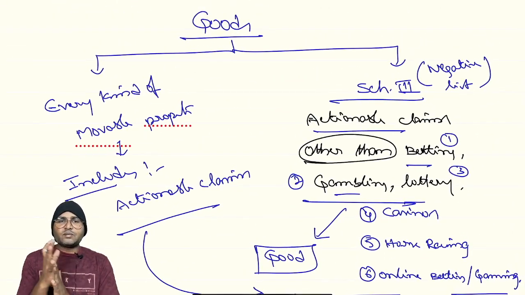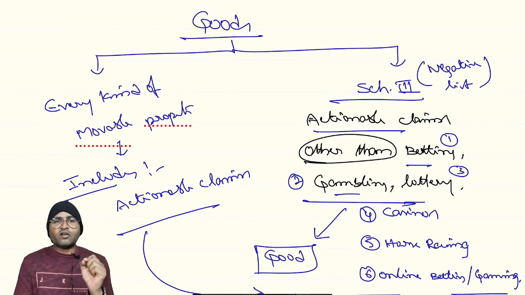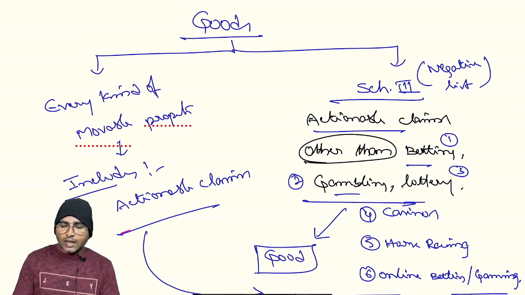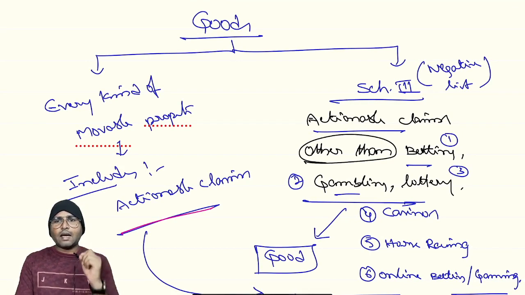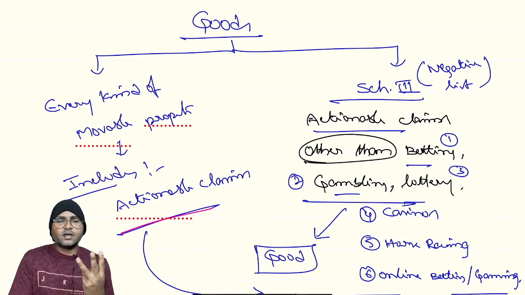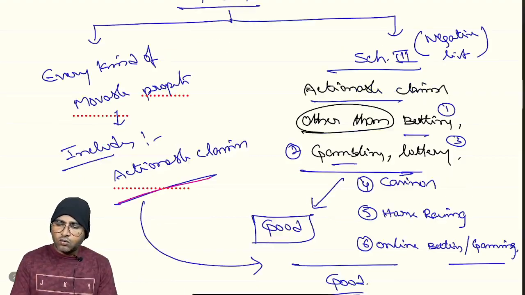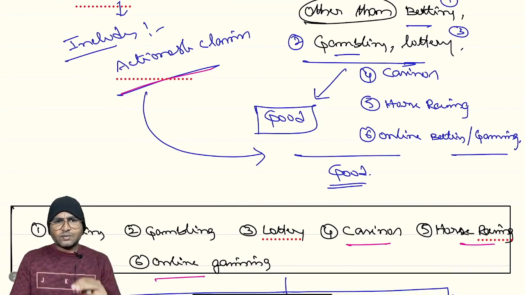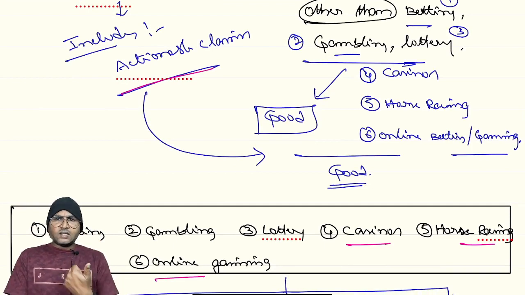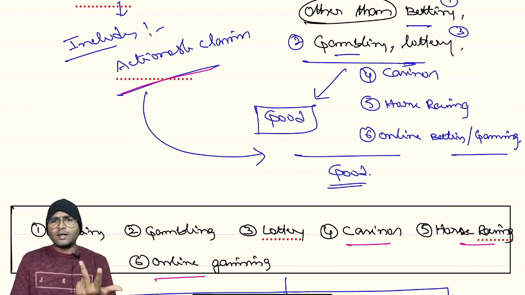The definition of good has been amended. Earlier, every kind of movable property included actionable claims. Actionable claims concern only betting, gambling and lottery. Only these things were treated as goods. Now, three things have been added. Those three things are casinos, horse racing, and online betting and gambling.